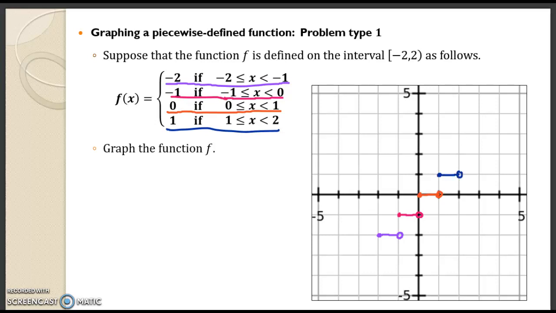And we put a circle at 2 because x is less than 2. Remember, our domain didn't even include 2. So we can't have a filled in circle there, right? We have a filled in circle at x equals 1 and y equals 1. Then we have an open circle at x equals 1 and y is 0, etc.